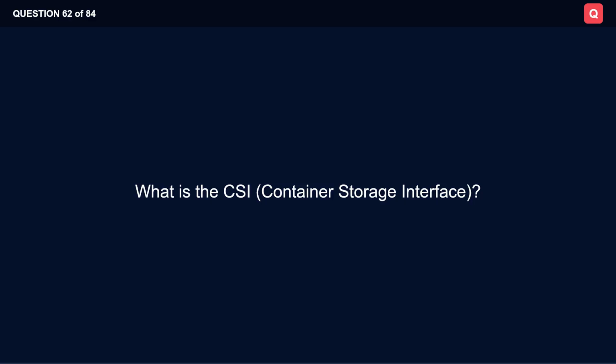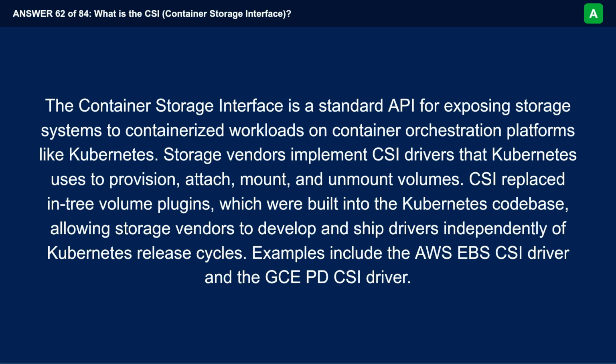What is the CSI, Container Storage Interface? The Container Storage Interface is a standard API for exposing storage systems to containerized workloads on container orchestration platforms like Kubernetes. Storage vendors implement CSI drivers that Kubernetes uses to provision, attach, mount, and unmount volumes. CSI replaced in-tree volume plugins, which were built into the Kubernetes codebase, allowing storage vendors to develop and ship drivers independently of Kubernetes release cycles. Examples include the AWS EBS CSI driver and the GCE PD CSI driver.